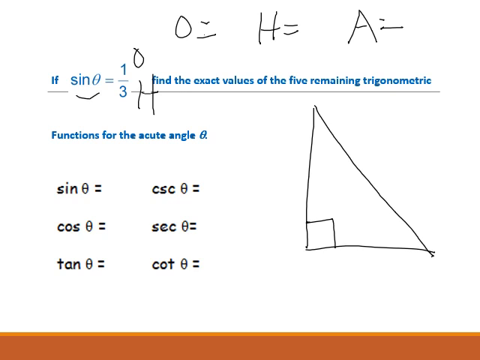So I'm going to label theta. I always tend to put theta down here. Really doesn't matter if you put theta in the other position. So my O and my H and my A are going to be there. So O is 1, H is 3, and I can figure out what my A is. I'm just going to clean this up a little bit.